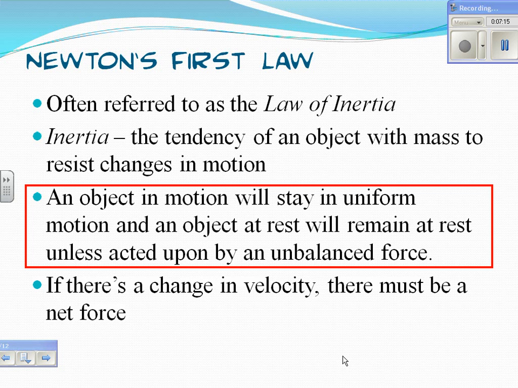In other words, if there's a change in velocity occurring, there must also be a net force. Net force here means a total force. So if forces are balanced on it, it's not going to change its velocity. It's only if they're unbalanced.